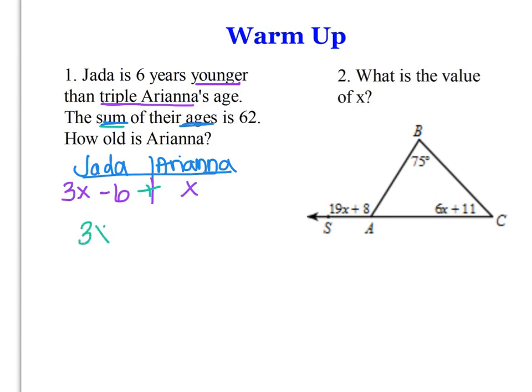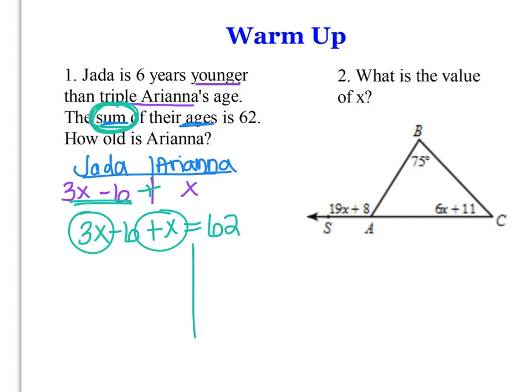So it's 3x minus 6. That's not equal to 62. It's the sum, so I need to also add Ariana's age, which I don't know, and that all equals 62. Don't make the common mistake of just setting 3x minus 6 equal to 62, because it's the sum of their ages. From there, on the left side, we reviewed this yesterday, I can combine like terms. 3x plus x gives me 4x minus 6 equals 62.